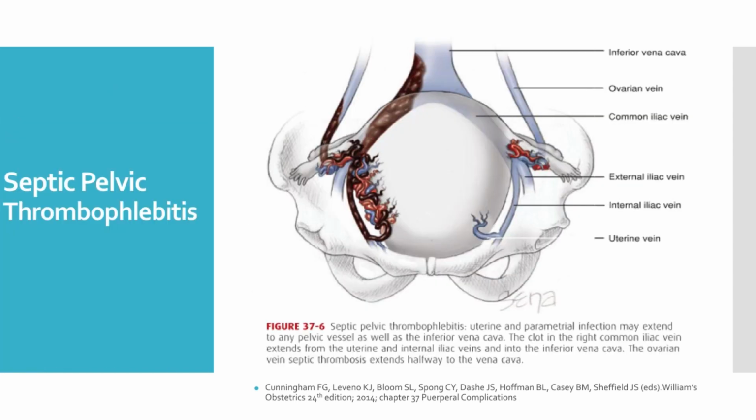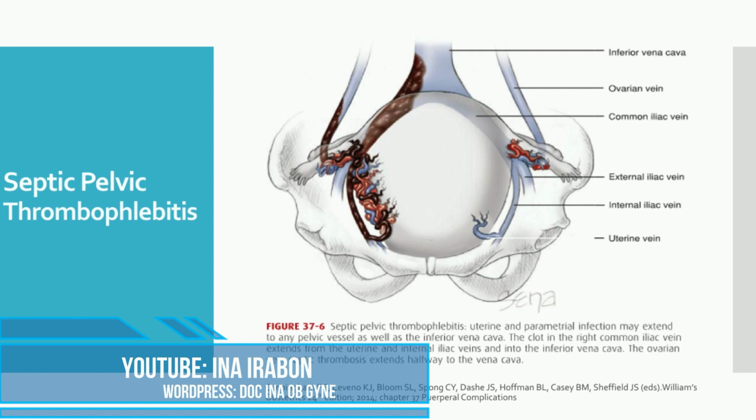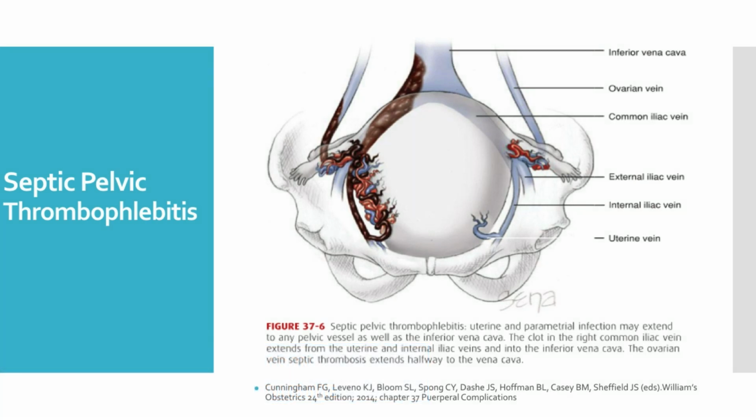This is a septic pelvic thrombophlebitis where uterine and parametrial infection extends to the pelvic vessel as well as the inferior vena cava. The clot in the right common iliac vein extends from the uterine and internal iliac veins and into the inferior vena cava. The ovarian vein septic thrombosis extends halfway to the vena cava.